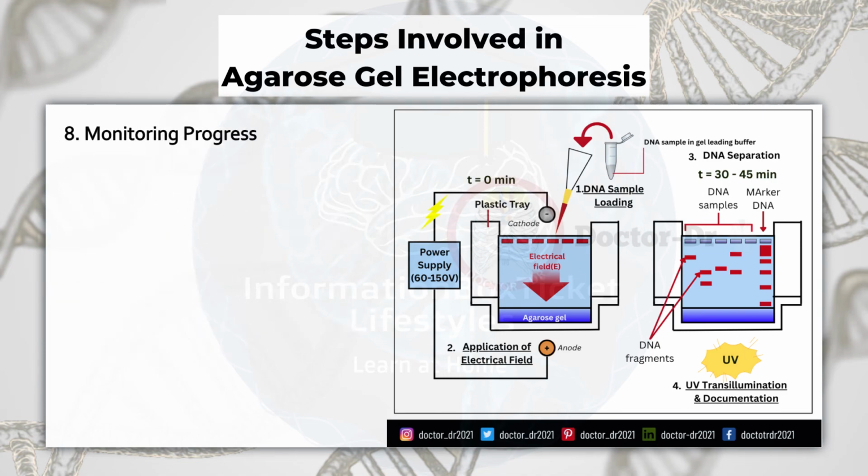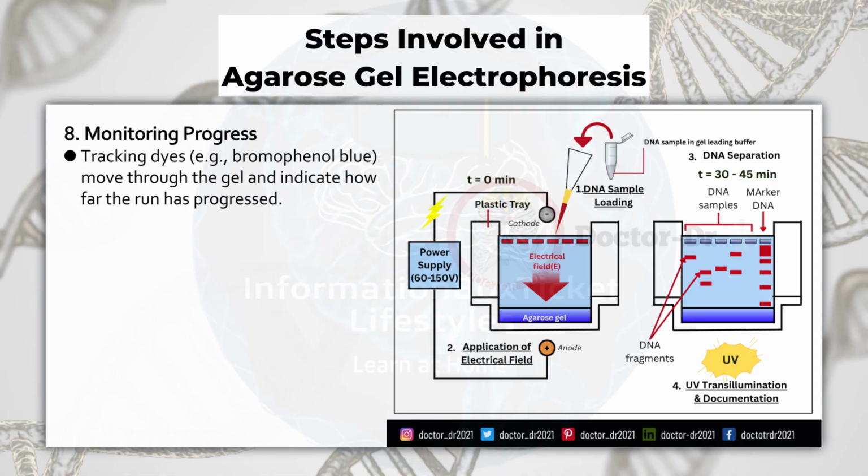Number 8. Monitoring progress. Tracking dyes, e.g. bromophenol blue, move through the gel and indicate how far the run has progressed. Stop the run when dyes approach the gel's bottom edge.